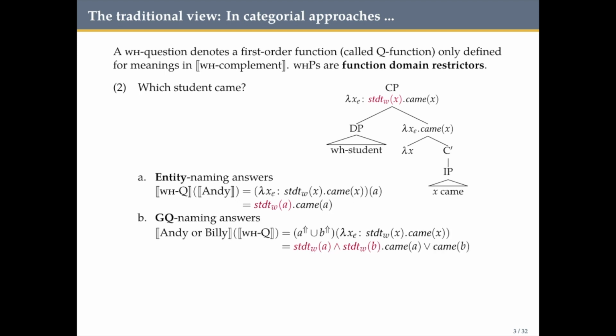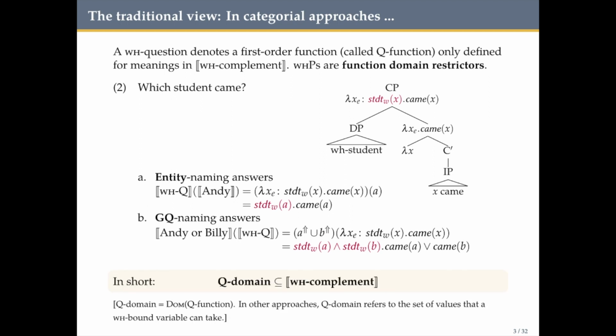is a student. If the answer names a GQ quantifier, then the question-answer relation will be flip-flopped into an argument-function relation. In B, applying the GQ quantifier Andy or Billy to the Q function returns that either Andy or Billy came, defined only if both of them are students. In short, in this view, the Q domain is a set of entities. It's a subset of the extension of the wh-complement.